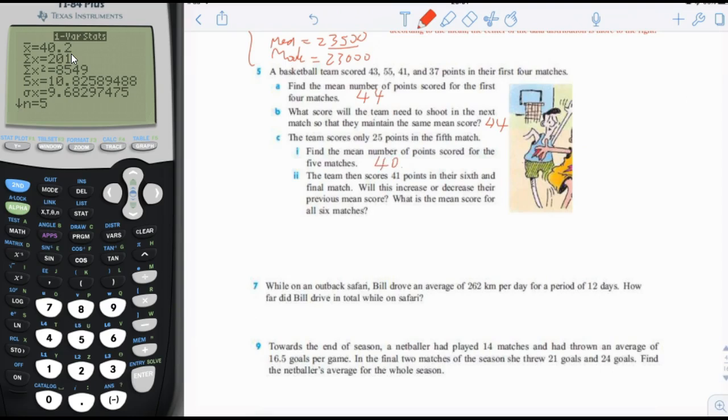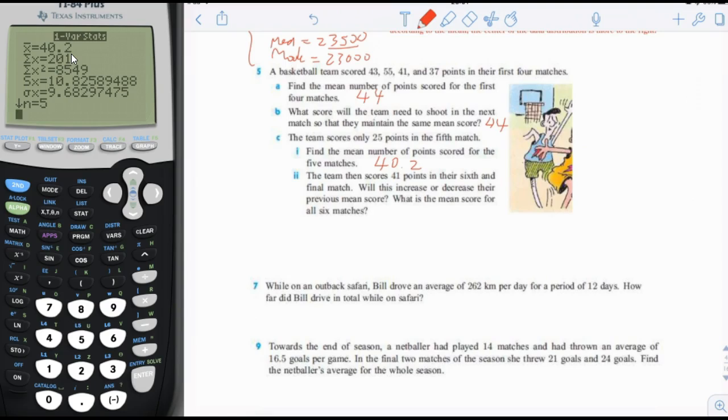All right. The team then scores 41 points in their 6th and final match. Will this increase or decrease their previous mean score? What is the mean score for all 6 matches? You probably have done this exercise a lot in your head whenever you predict what your class grade is going to be. When you get a certain grade on your test, you always think, oh, if I have a 44 average and I get a 50 on the test, it's going to raise my grade.